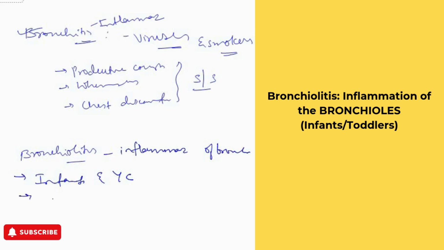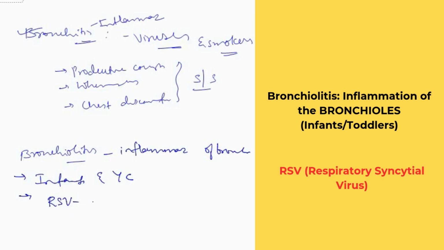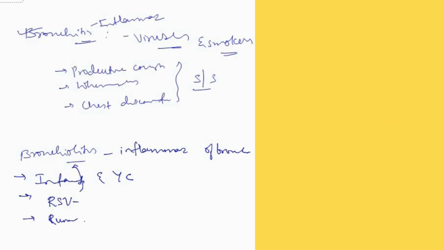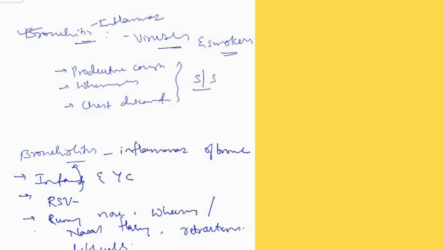Usually bronchiolitis is caused by RSV. RSV is the virus. Which virus? Respiratory syncytial virus is the virus which causes bronchiolitis in infants. Runny nose, wheezing, nasal flaring, retractions, difficulty breathing.